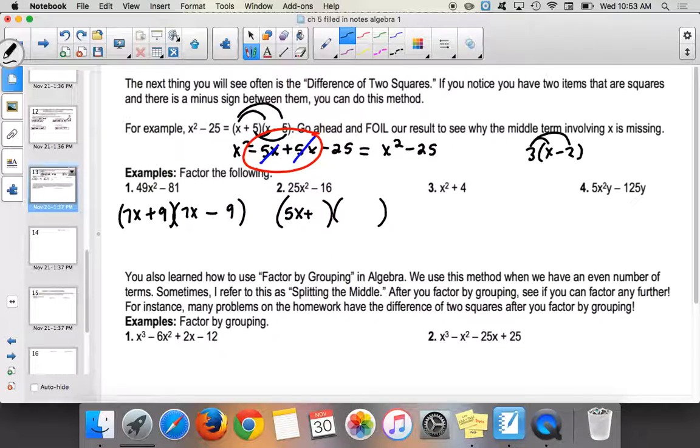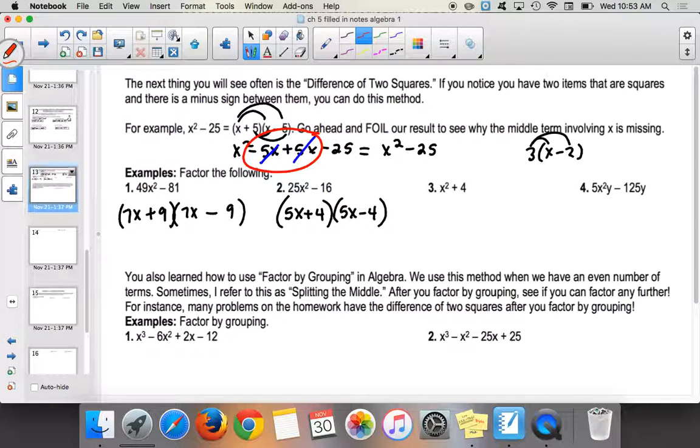5x plus 4, and the other one's going to be 5x minus 4. Exactly, 5x plus 4 times 5x minus 4. Done. Because 4 times 4 is what gives the 16. Yep, you see it. And you can check. Do you guys want me to show you the FOIL step?